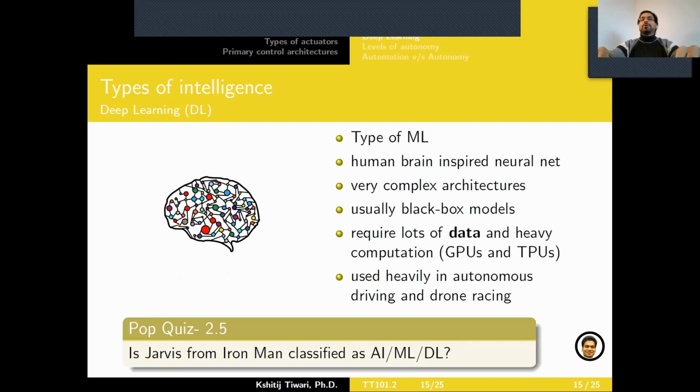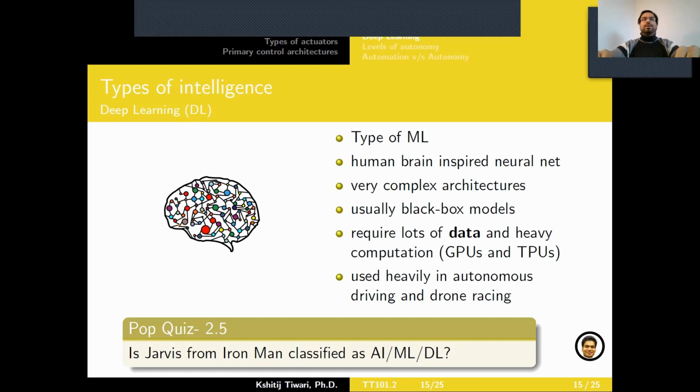Then again, deep learning. By now, I'm pretty sure you would have come across this term a million times. So deep learning is a subset of machine learning, where you look into very deep neural networks, which is where it gets its name from. And because they are deep, they have very complex architectures. And it is end-to-end learning. So you throw in data and out comes a result, but these are usually black box models, which means you really have a problem trying to explain why a robot did a certain thing.